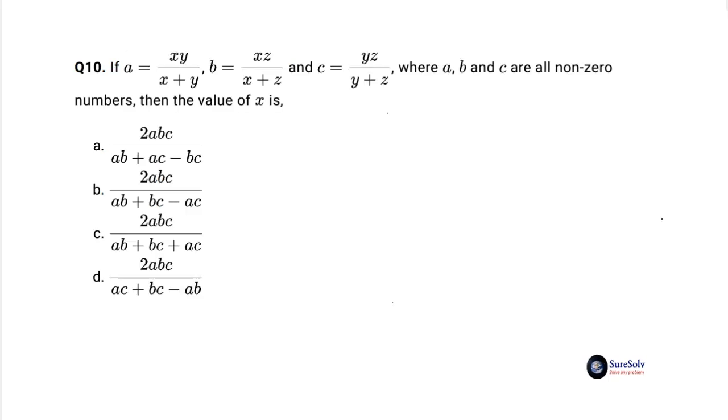The question 10 is, if a equal to xy by x plus y, b equal to xz by x plus z, and c equal to yz by y plus z, where a, b and c are all non-zero numbers, then the value of x is option A 2abc by ab plus ac minus bc, option B 2abc by ab plus bc minus ac, option C 2abc by ab plus bc plus ac, and option D 2abc by ac plus bc minus ab. This is not an easy problem.